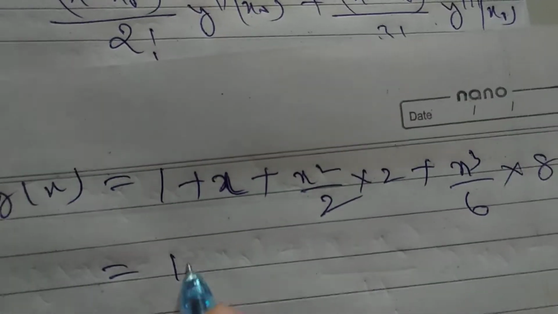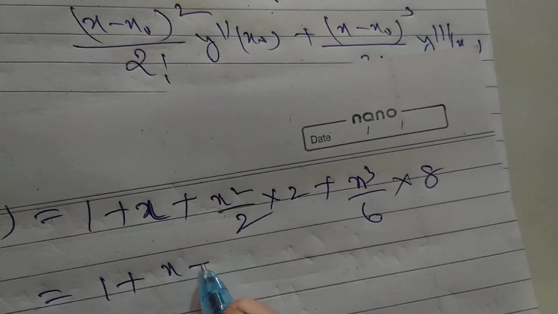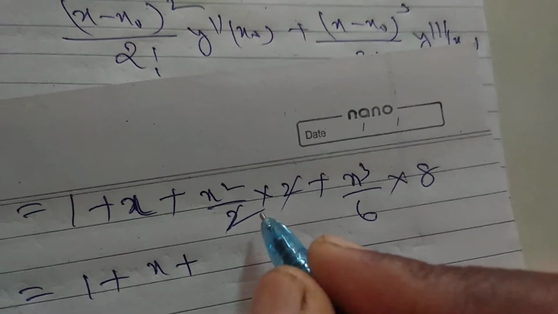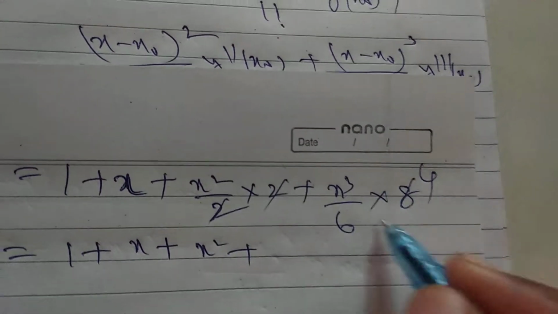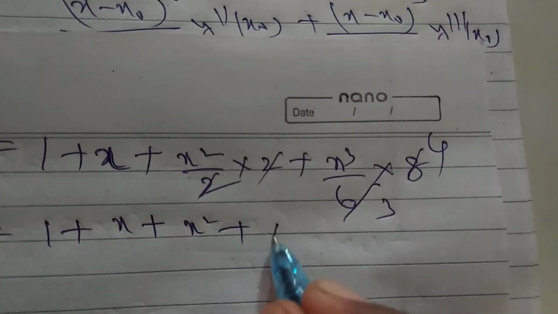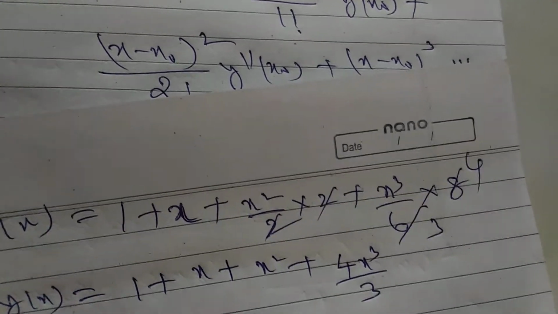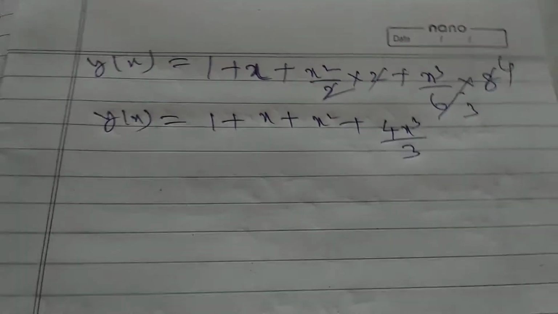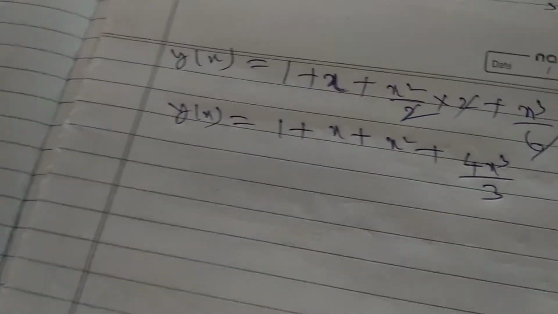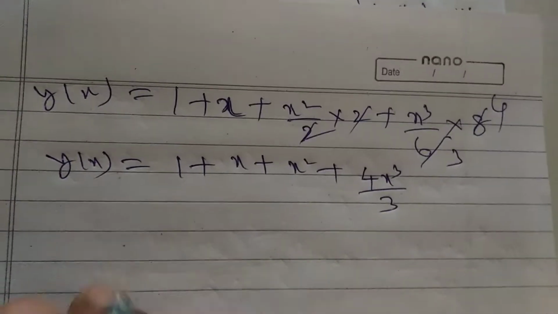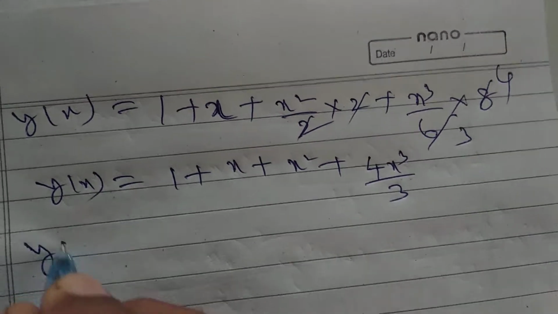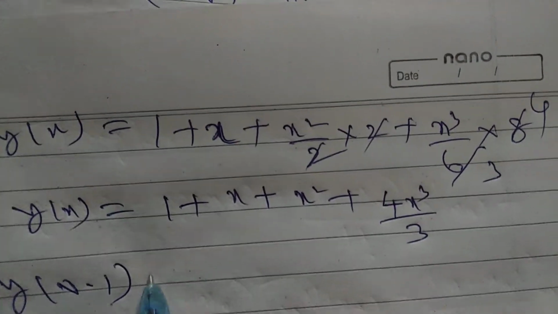So 1 plus x plus 2 cancel, that is equal to x square plus 2 4s and 2 3s, means here 4x cube divided by 3. We'll get one equation, y of x is equal to this one. So now what is our question? In that question only it is given, find the value of y at x is equal to 0.1. So that means you have to substitute x is equal to 0.1 in this one. So y of 0.1, you have to substitute x in place of 0.1.